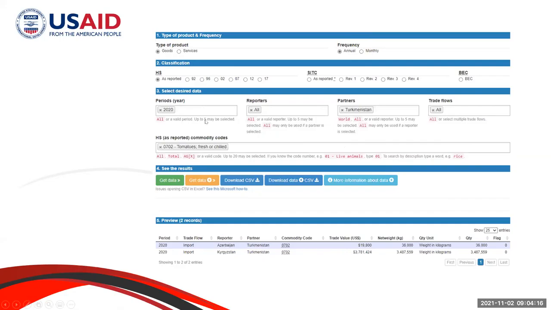I plugged in here Turkmenistan and tomatoes. Here we go, fresh tomatoes, 0702, and found out that they're not really exporting, because over here on trade flows they're importing from Azerbaijan and Kyrgyzstan. These are the relative values. So obviously Azerbaijan is not a huge supplier, though they are a supplier. So this is the type of data that you can get from Comtrade.